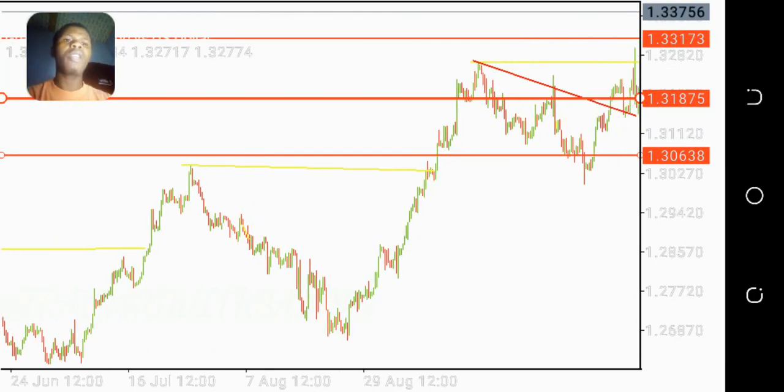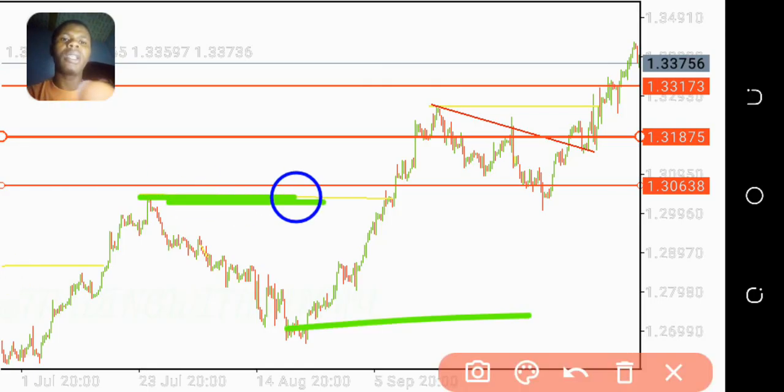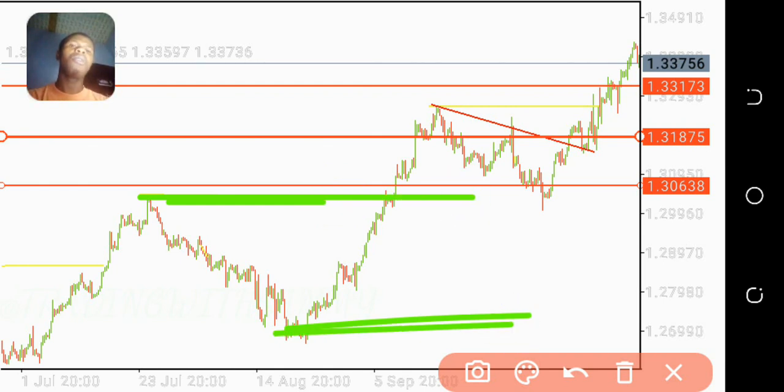But the second break that we got here, price did not come back to the downside. What does this tell us? It tells us that price will potentially come back down. There was something price did here.